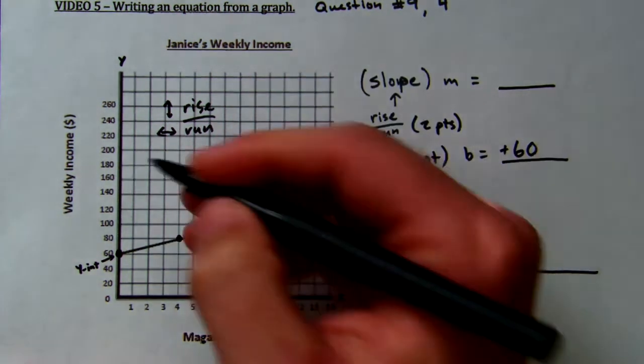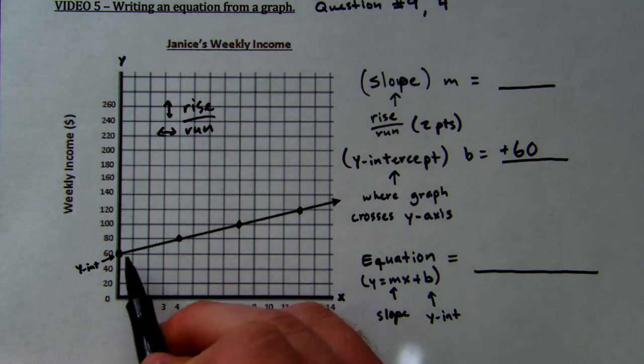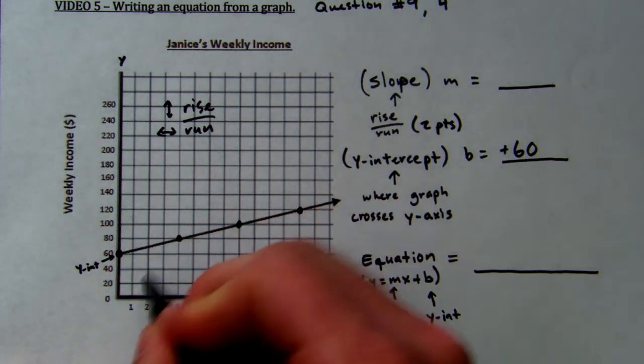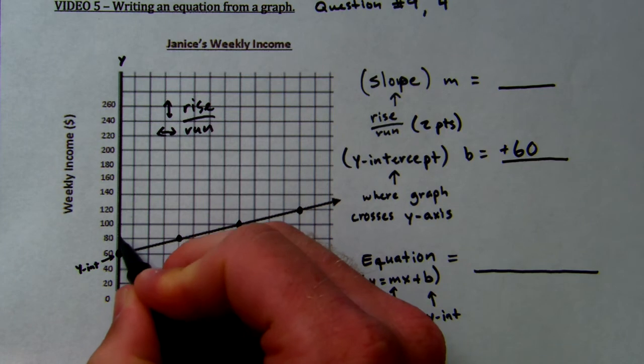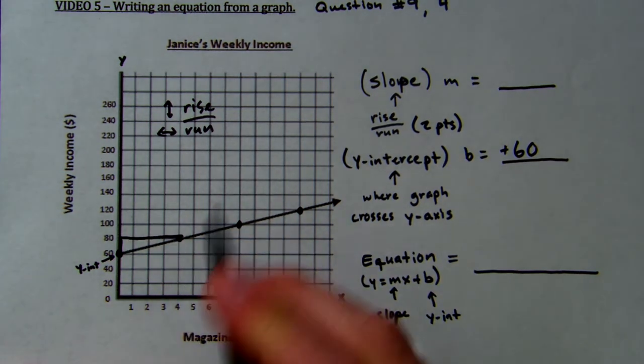Now, we make our triangle between any 2 points, and we simplify. But we can pick any 2 points we want. I'm just going to go ahead and pick this one and this one, just like that. And I know that's not a straight line, but you get the idea.